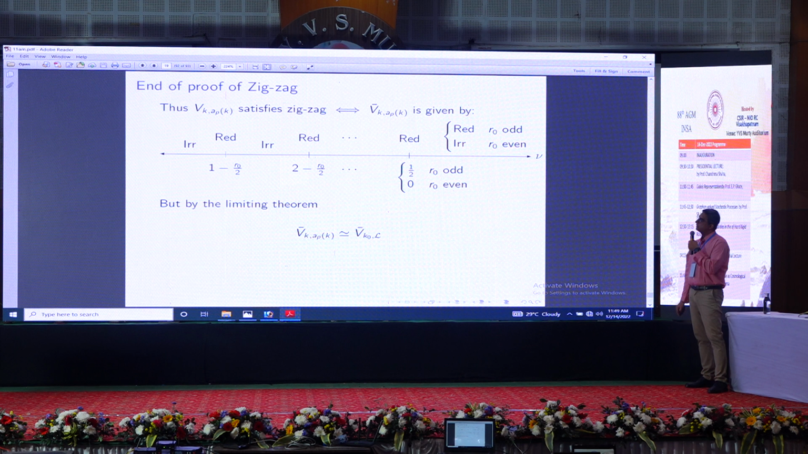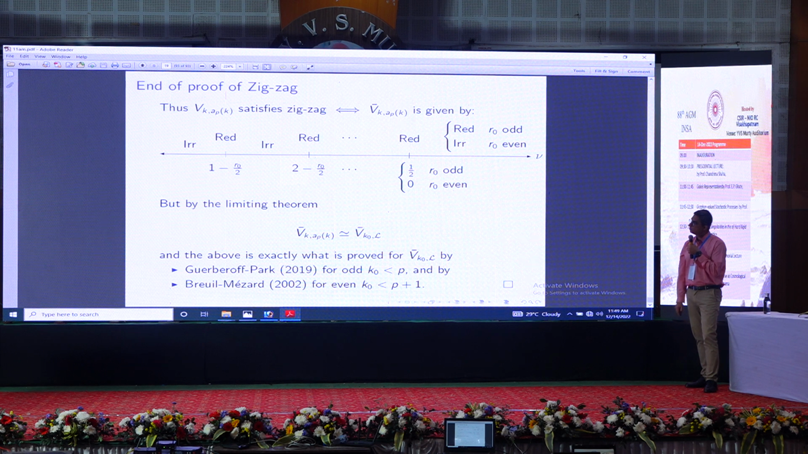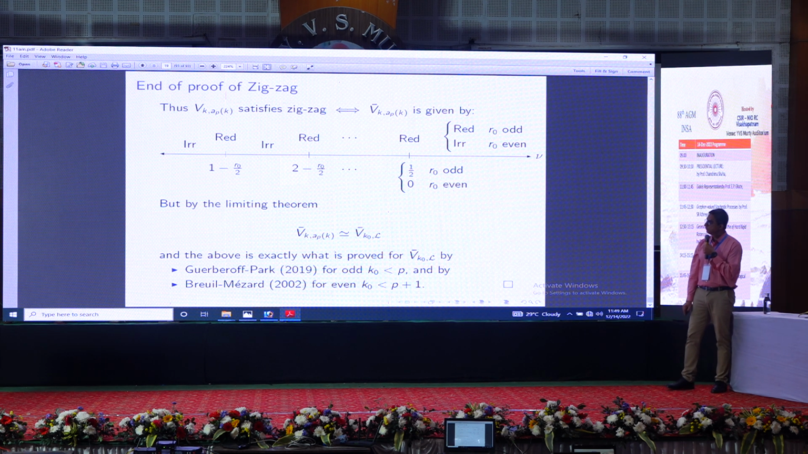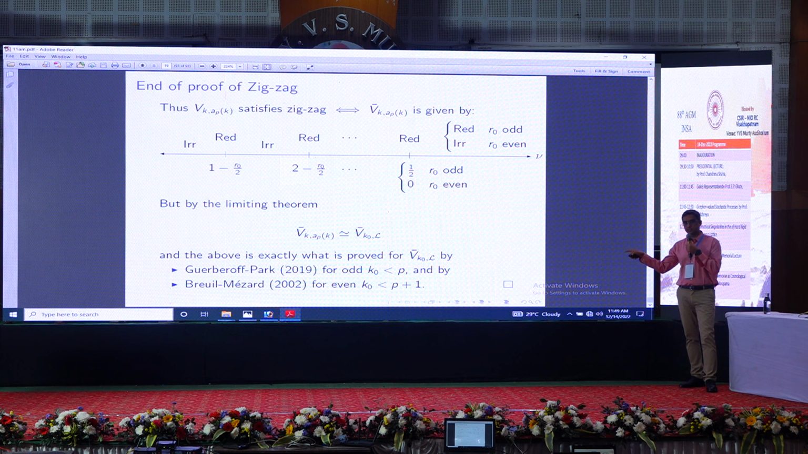Okay, but by the limiting theorem, the reduction of the crystalline representation is the same as the reduction of the semi-stable representation, because it's limiting to it. So therefore, you need the bad Galois representation to have this reduction. And this was exactly what was proved recently by Weber-Park for odd k naught, and by Breuil-Mézard some time ago for even k naught. And this is where that technical issue comes in. They only do it for L less than P and not less than or equal to P. P is an odd prime, let's say. Whereas Breuil-Mézard also avoid P plus 1 right at the top. So for that reason, we have to.